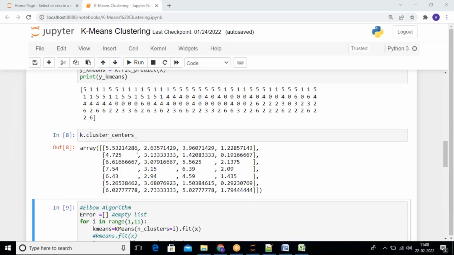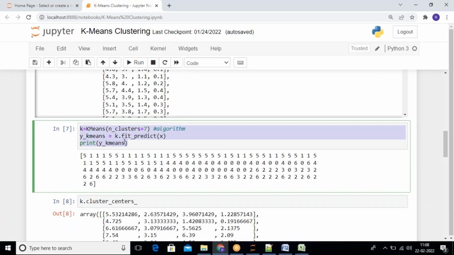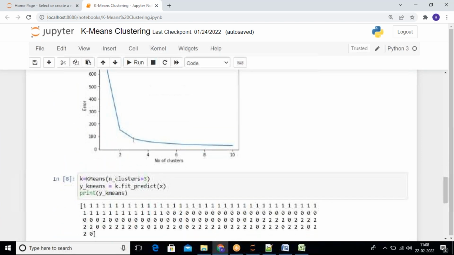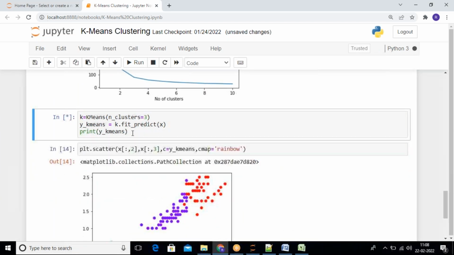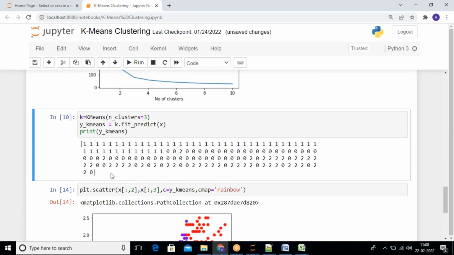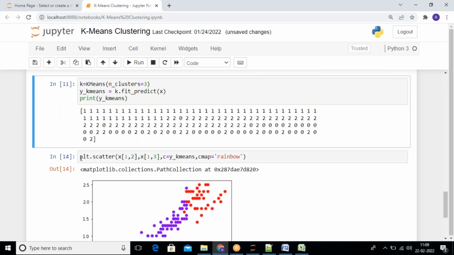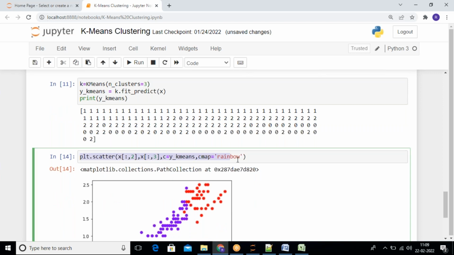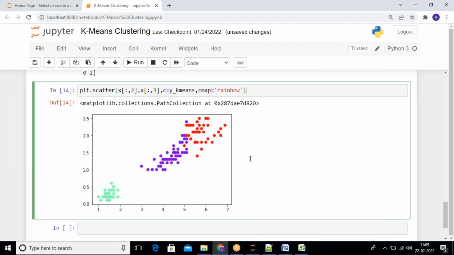So what I did, I copied this code again and pasted it over here, and I have formed 3 clusters. See, so nice, it is giving 3 clusters. Isn't it looking wonderful? Now, if I plot this, I'm getting the clusters something like this.